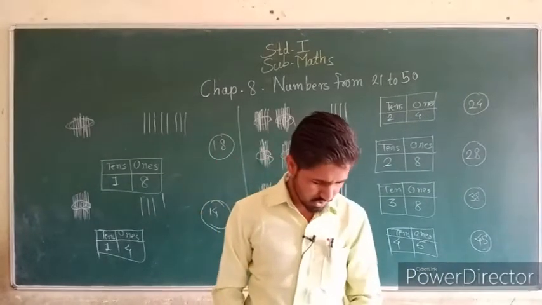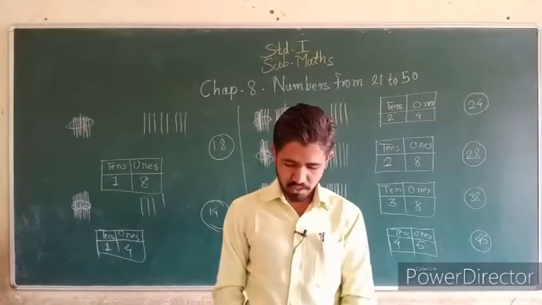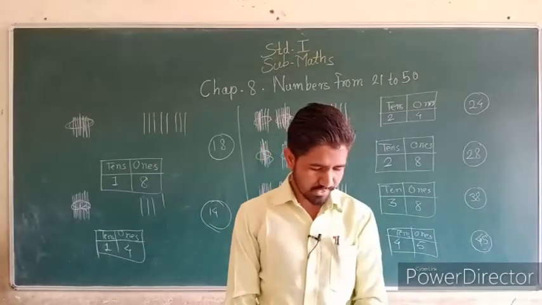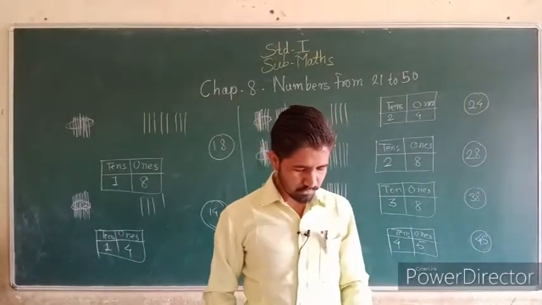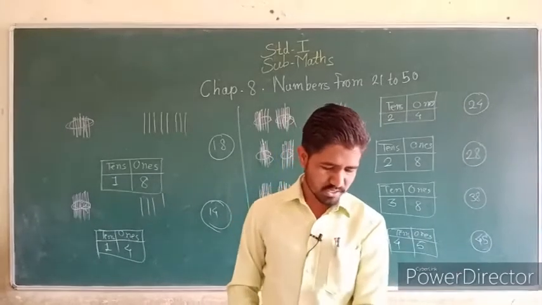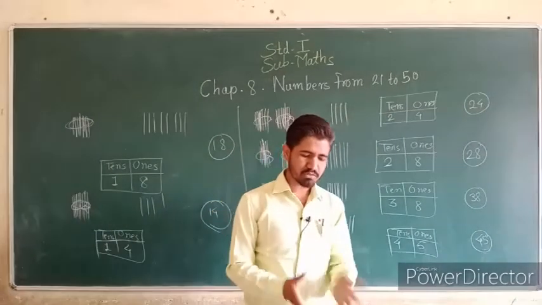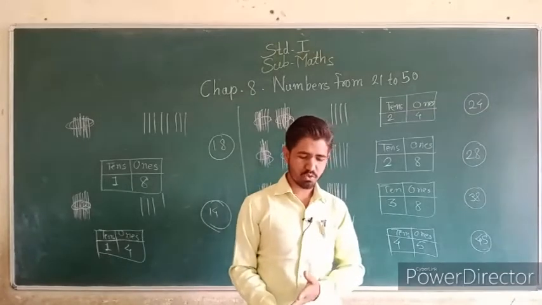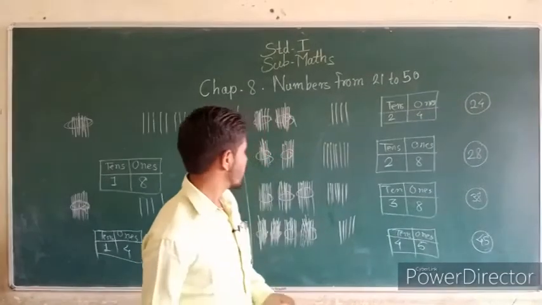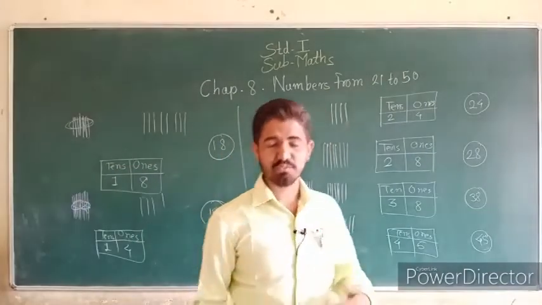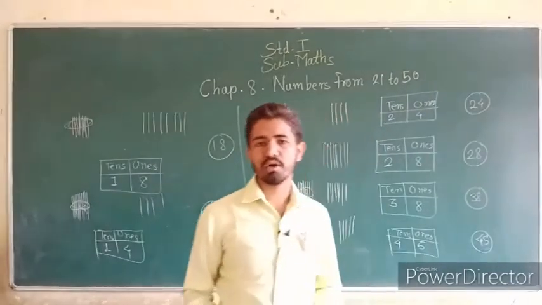Okay, in that page number 104 and 105 we have to write like this. Next, we have page number 106. In that page number 106 what we have to do? We have to write the bundles, ones and their numbers also. For example, the first one I will solve here. Next, the other examples you have to solve at home.